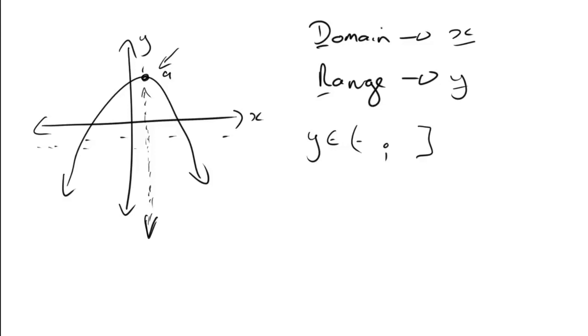So what we'll have is minus infinity. It'll go on to minus infinity, but it'll stop at 9. Stop and include 9. Another way we could do this is we could go y is less than or equal to 9.